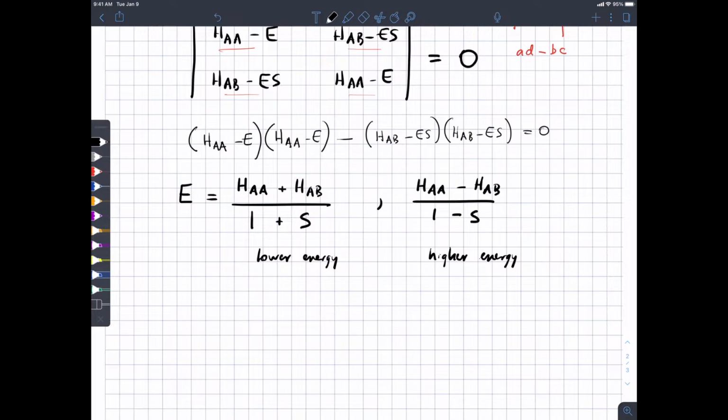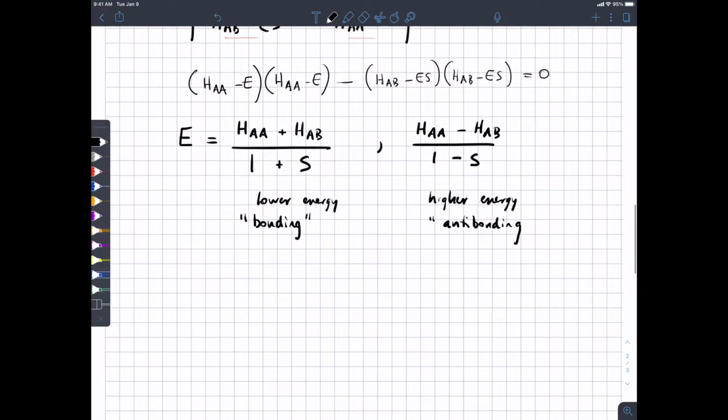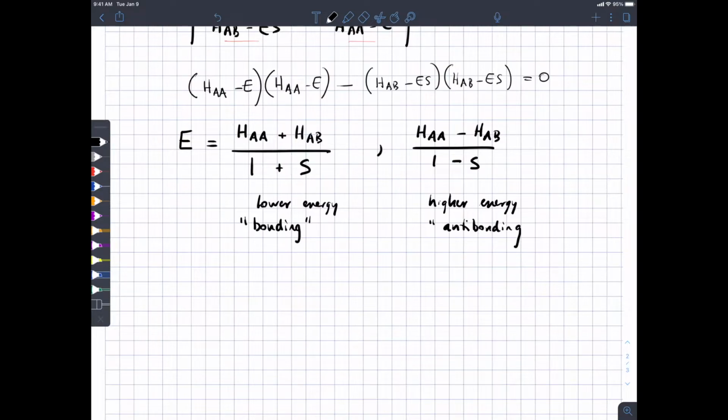There are two possible energies that satisfy the equations that we've set up so far. This is the lower energy one on the left and the higher energy one on the right. And in fact, we will call the lower energy one a bonding orbital, and the higher energy one we will call an anti-bonding orbital. Now, there's an interesting consequence. This overlap integral here plays an interesting role.